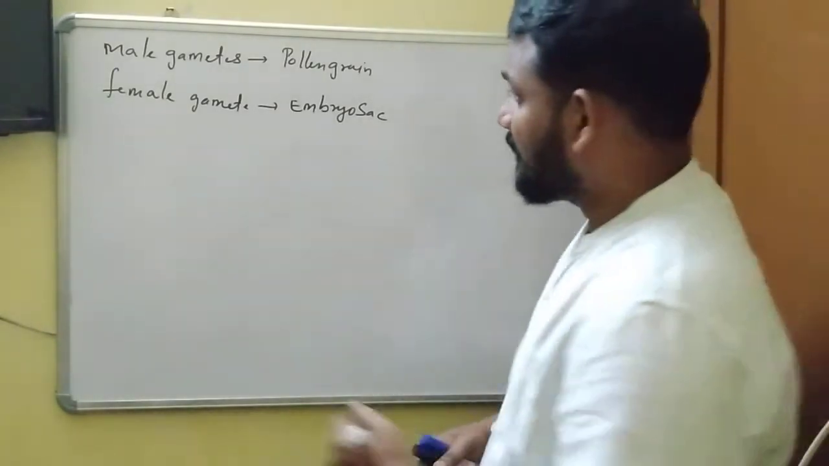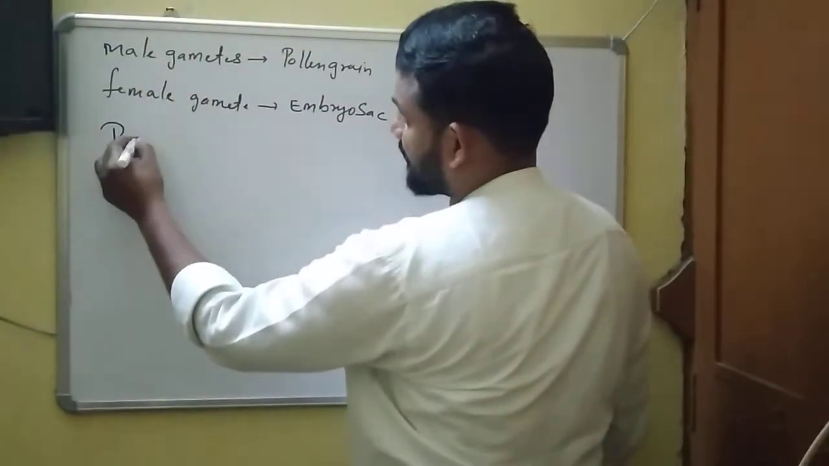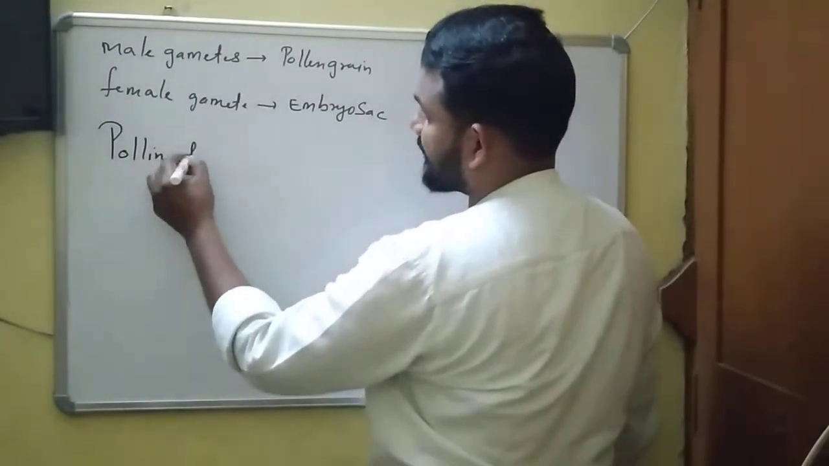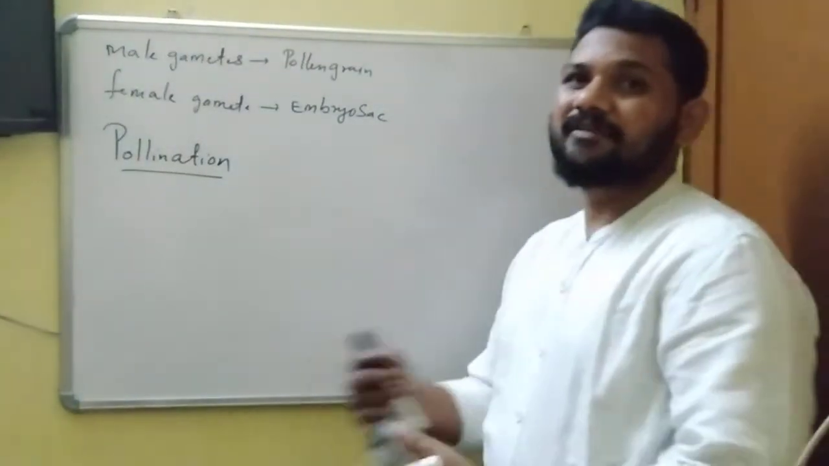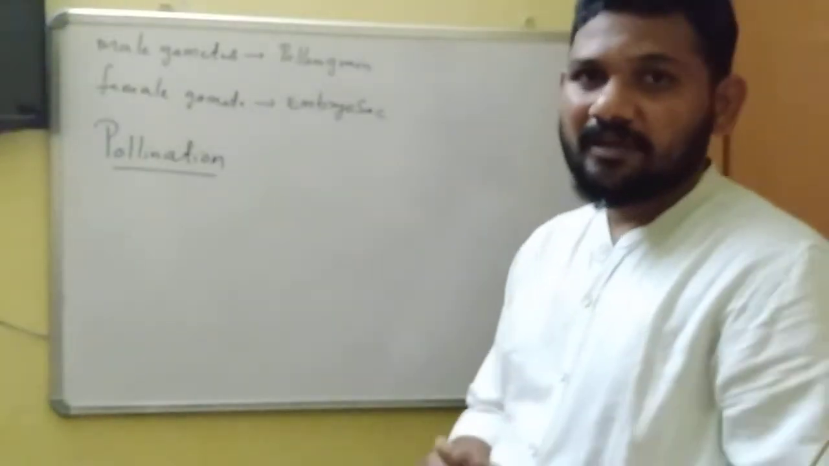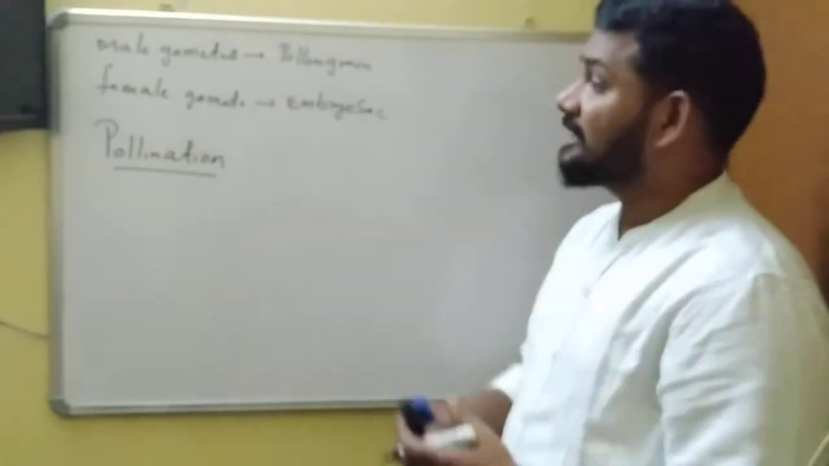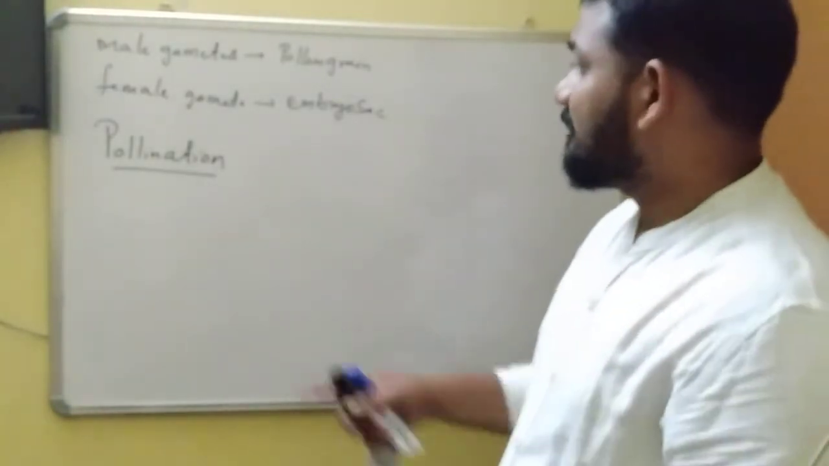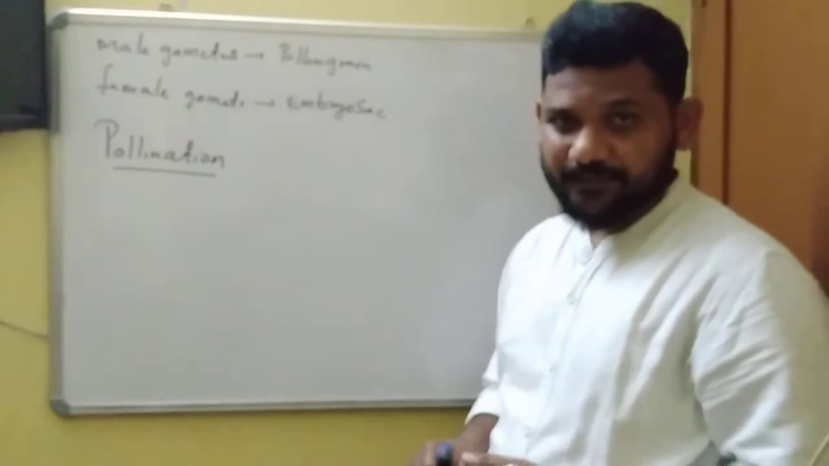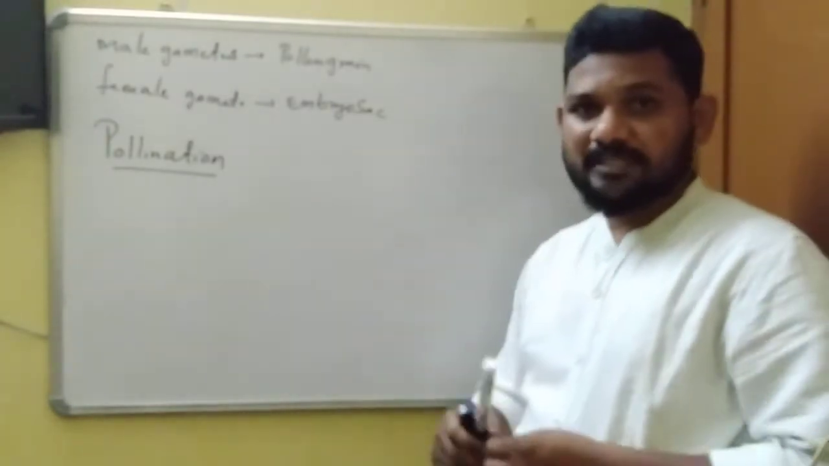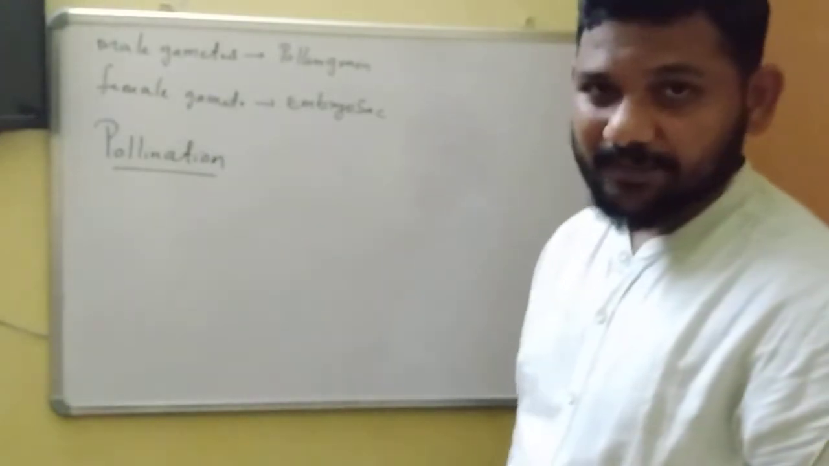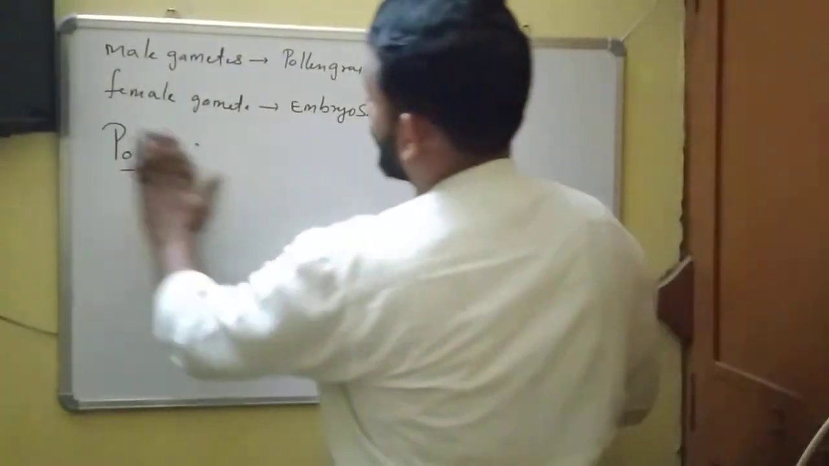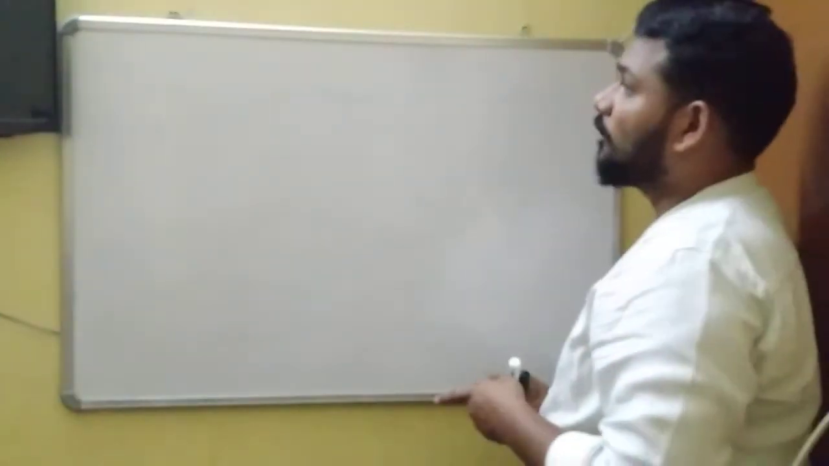It is achieved through a special mechanism known as pollination. The transfer of pollen grains to the female part, by various agents or by itself spontaneously, is known as pollination. So let us discuss what pollination is, what its types are, and what agents are required in pollination. The next important topic from this chapter is pollination.